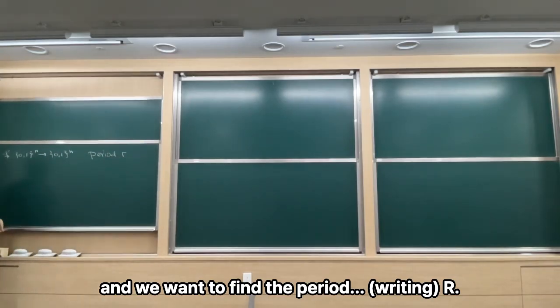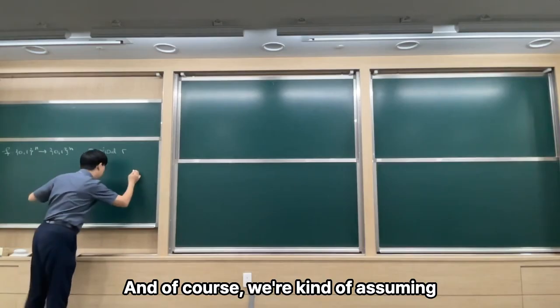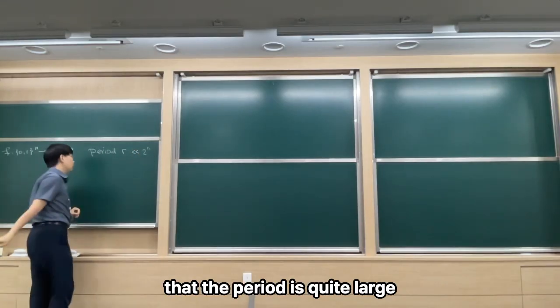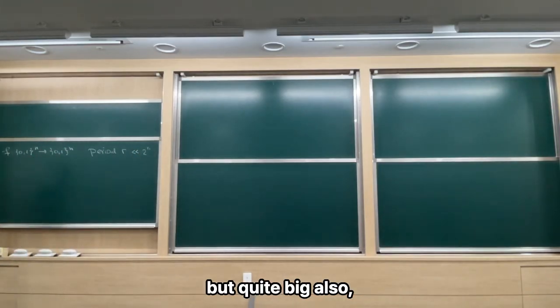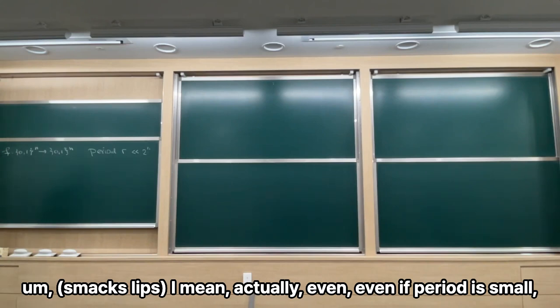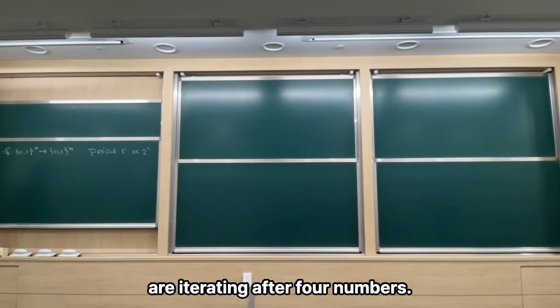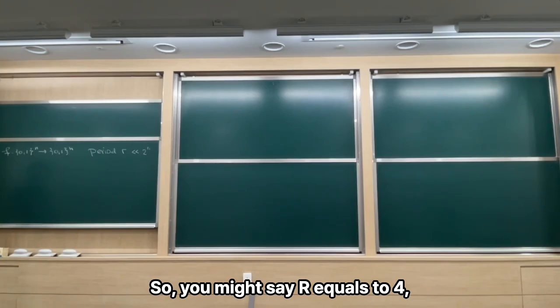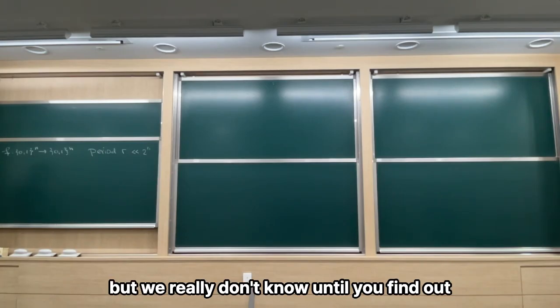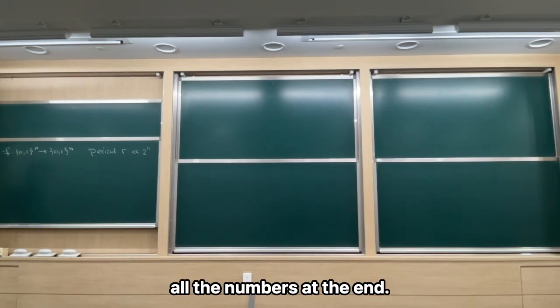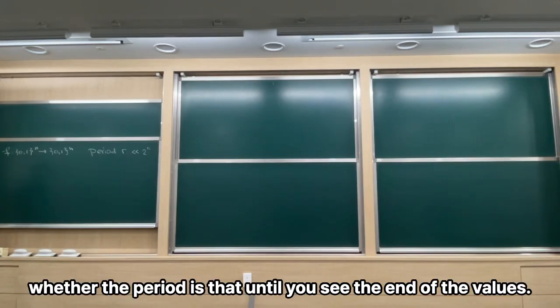r. And of course, we are assuming that the period is quite big. Actually, even if the period is small, in order to find that it's the real period, let's say you find that the numbers are iterating after 4 numbers. So you might say r equals 4, but we really don't know until you find out all the numbers at the end. So even if r is small, you cannot be sure whether the period is that until you see the end of the values.